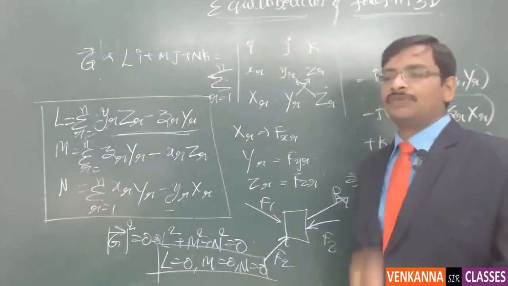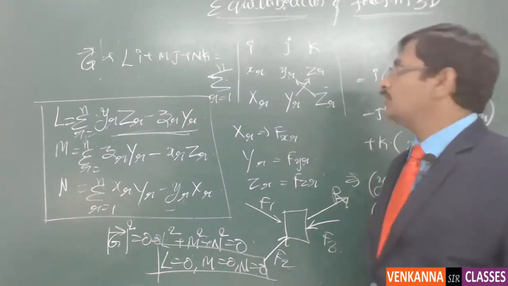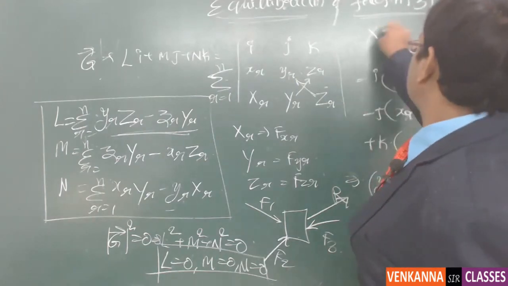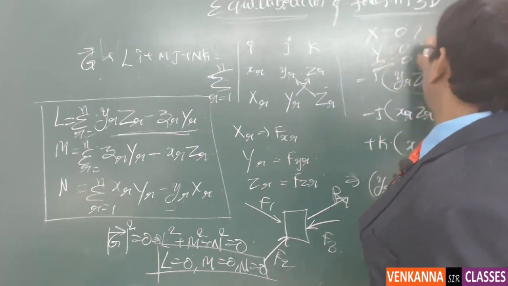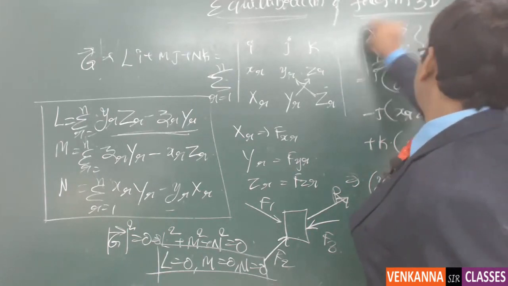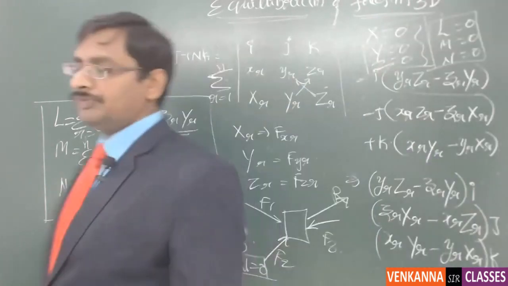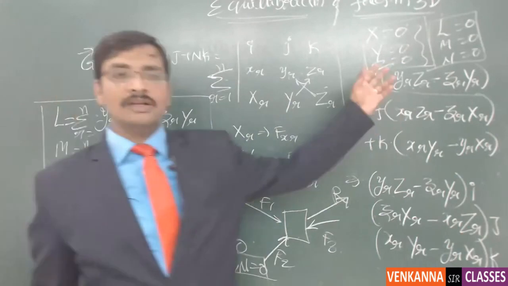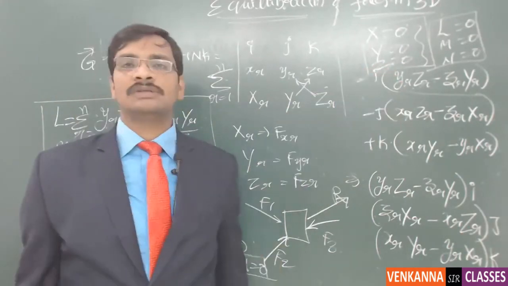That means we have got 6 different conditions for the body under equilibrium condition in case of 3D. One is capital X equal to 0, capital Y equal to 0, and capital Z equal to 0. And similarly, L equal to 0, M equal to 0, and N equal to 0. Now, all the 6 conditions will decide whether the body is under equilibrium condition or not. So, this is the difference between the 2D forces versus 3D forces.